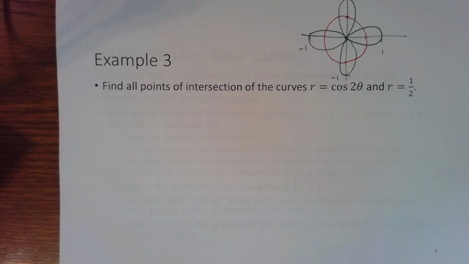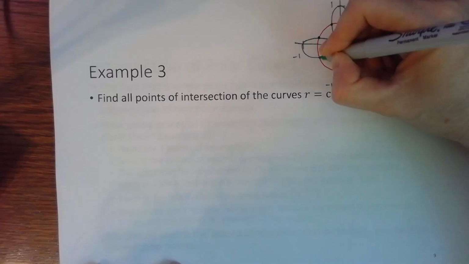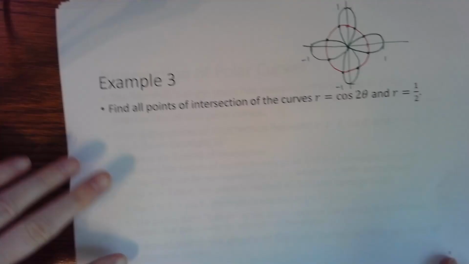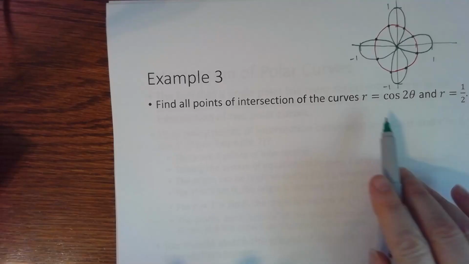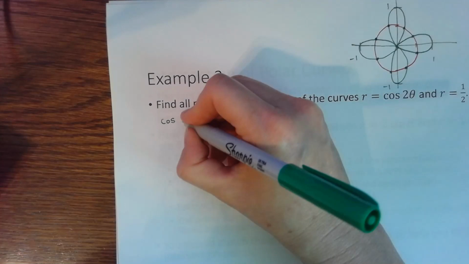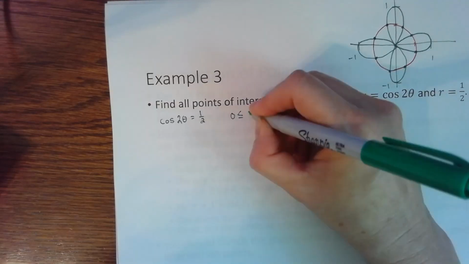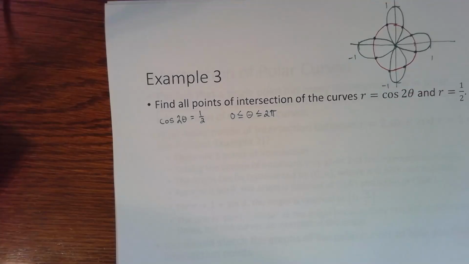If we look at those two graphs, we're expecting to get 1, 2, 3, 4, 5, 6, 7, 8 different intersection points. If we want to find intersection points, usually we just solve the system of equations. Well, they're both r, so we just want to look where cosine of 2 theta is equal to 1/2, and for both of these, theta is between 0 and 2 pi. So they both take 2 pi to make a complete trace before they repeat themselves.